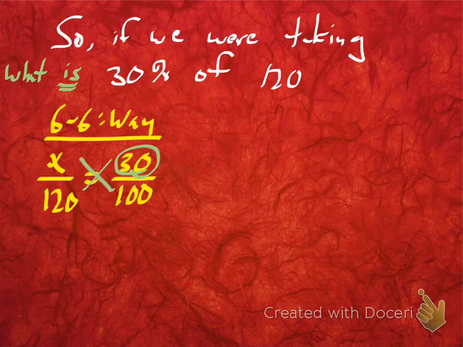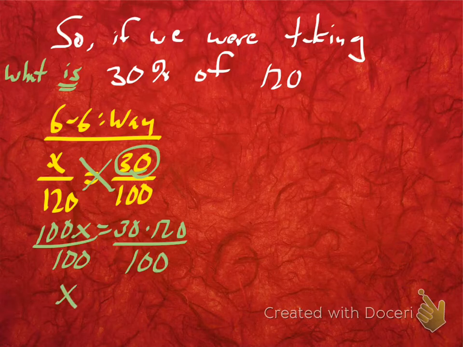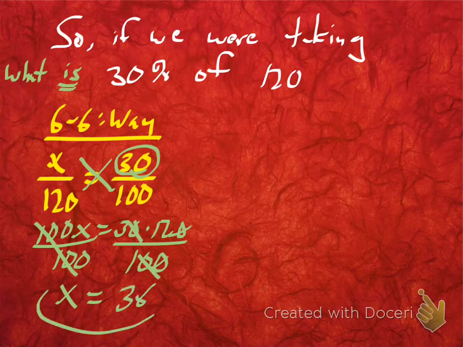We would cross multiply and divide this, and we would get 100x equals 30 times 120. Divide both sides by 100. Okay, 100 is really 10 times 10. We fruit ninja there. And so one of these 10s cancels out with that 10. The other 10 cancels with that 10. So I get 3 times 12 on the top, which is 36, and that's the answer. Okay, so that's the way to do it with proportions.